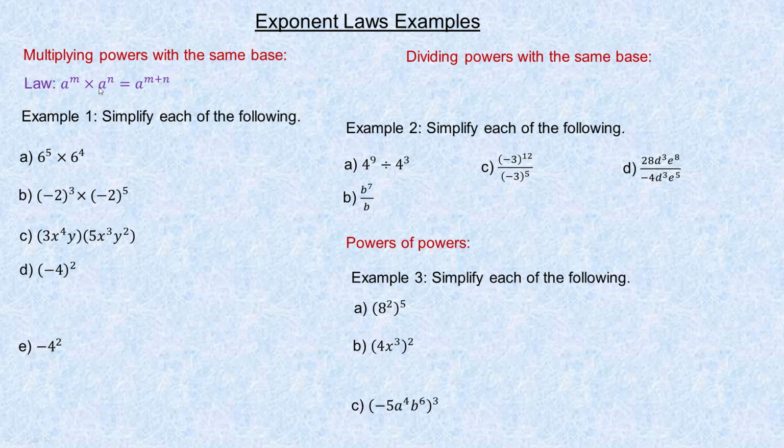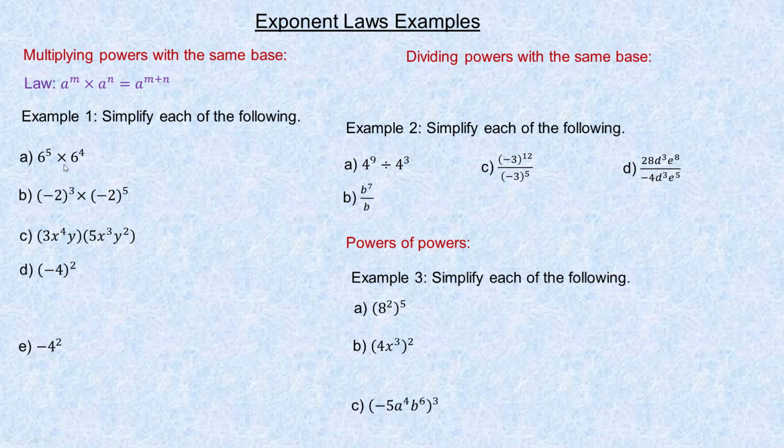So here are two different powers, and the bases are both a in this case, so they're the same thing. So we have a raised to the exponent m multiplied by a to the exponent n. Then the simplified version is a to the exponent m plus n. We add the two exponents.